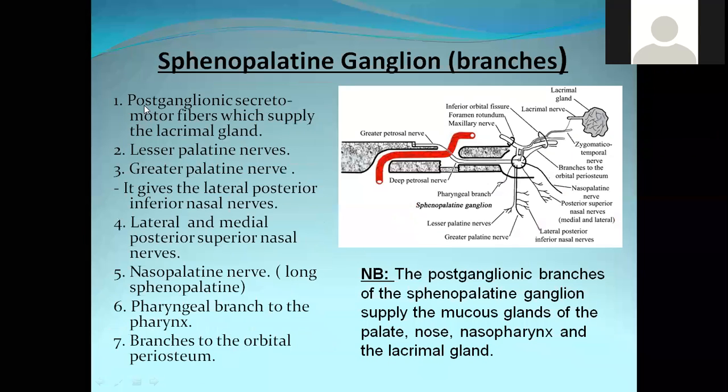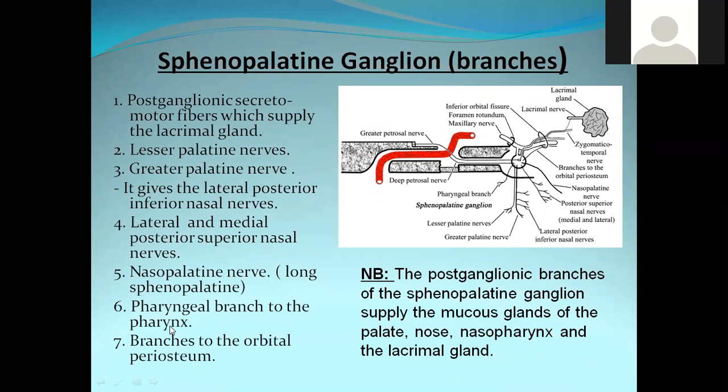like postganglionic secretomotor fibers which supply the lacrimal gland. The lacrimal gland is located on the lateral side of the orbit, just above the eyeball, and secretes the tear. Lesser palatine nerve is another branch. Greater palatine nerve is another branch. Now, the greater palatine nerve gives the lateral posterior inferior nasal nerves. Lateral and medial posterior superior nasal nerves are branches of the sphenopalatine ganglion. So, the nasopalatine nerve, long sphenopalatine is the other name of that nerve.